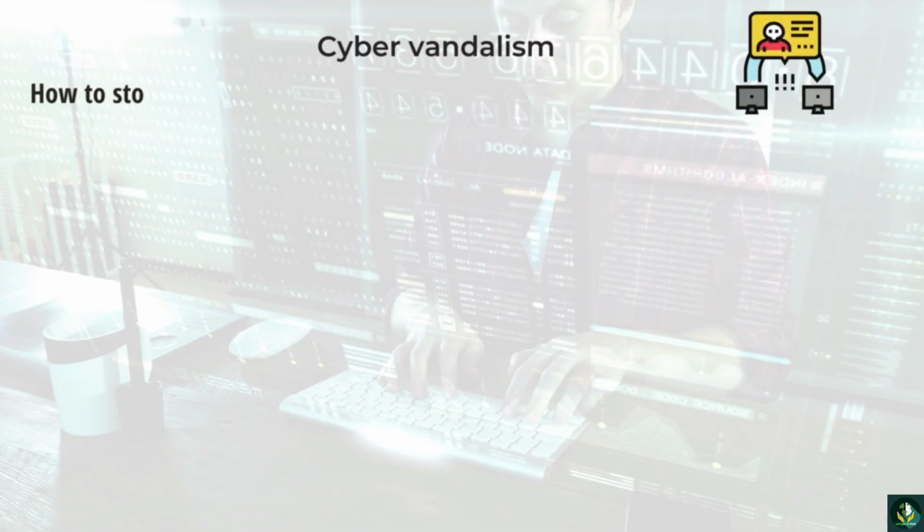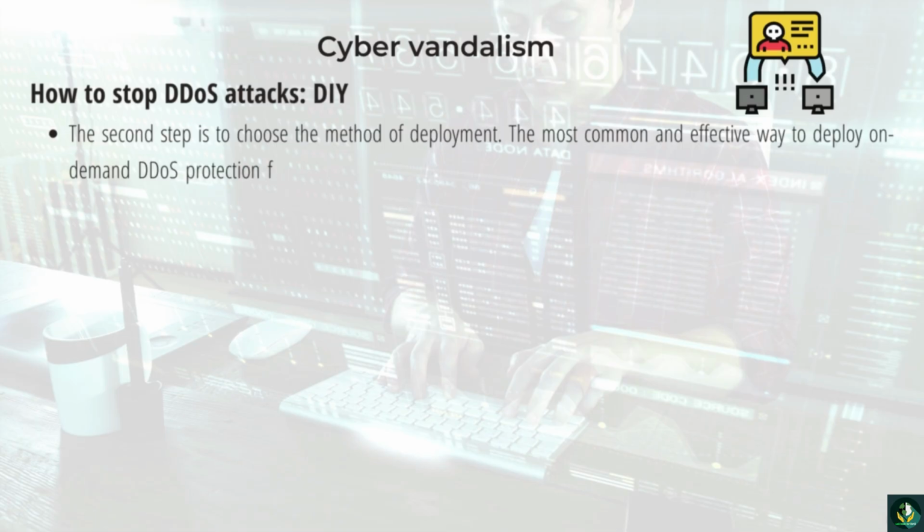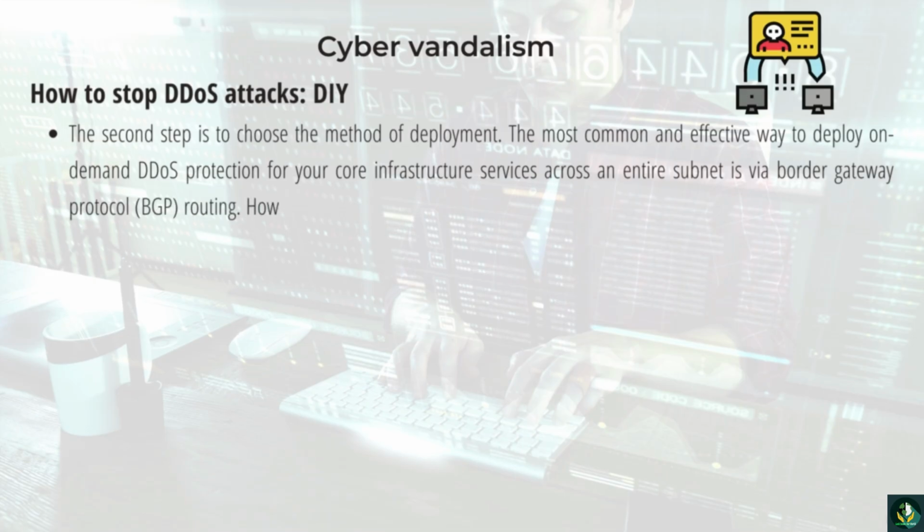The second step is to choose the method of deployment. The most common and effective way to deploy on-demand DDoS protection for your core infrastructure services across an entire subnet is via Border Gateway Protocol, BGP routing. However, this will only work on demand, requiring you to manually activate the security solution in case of an attack.